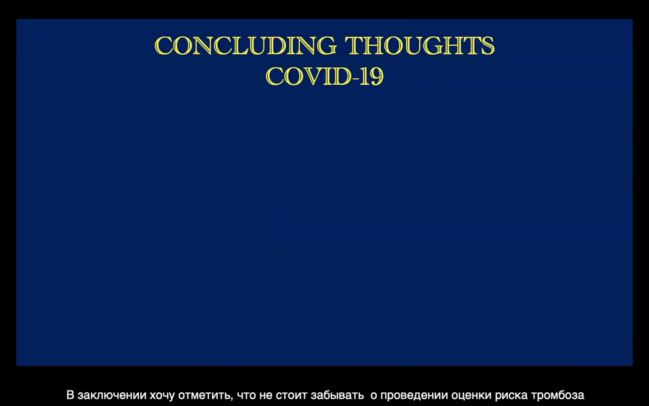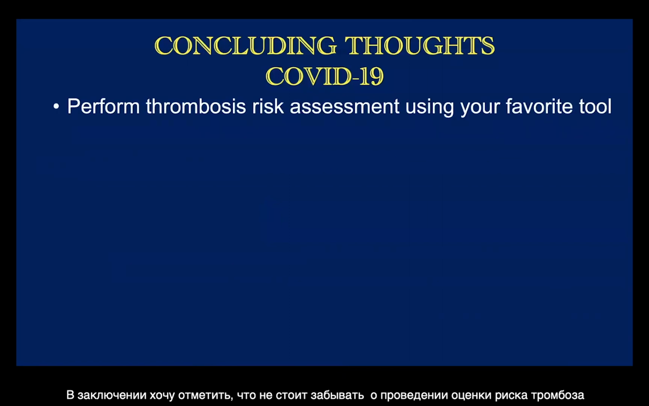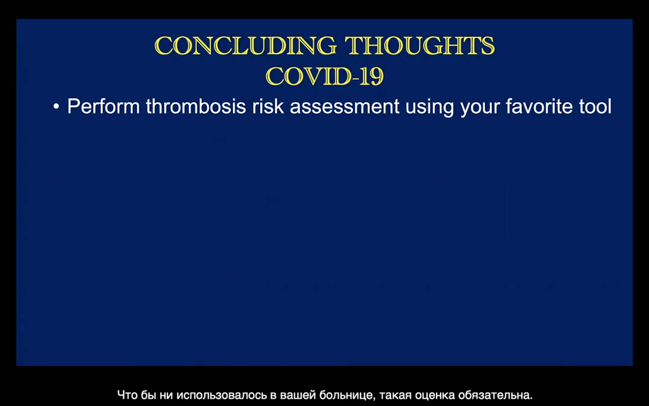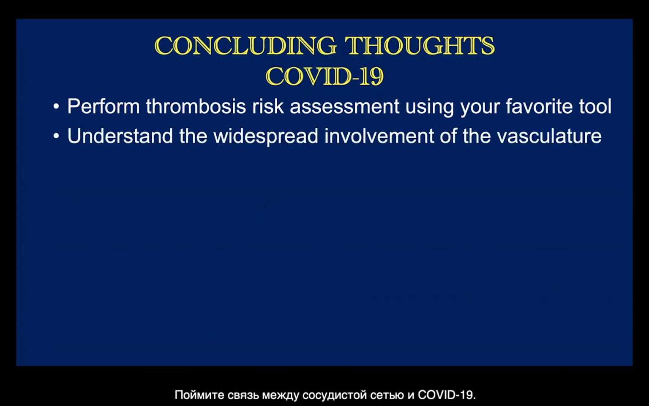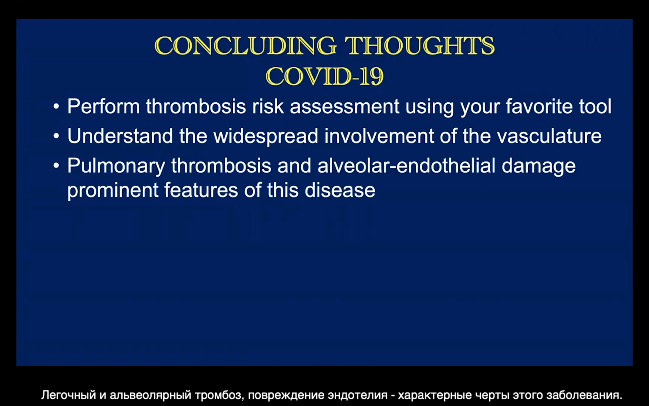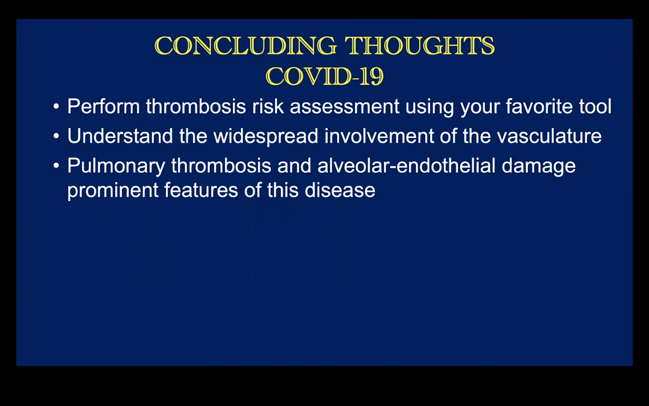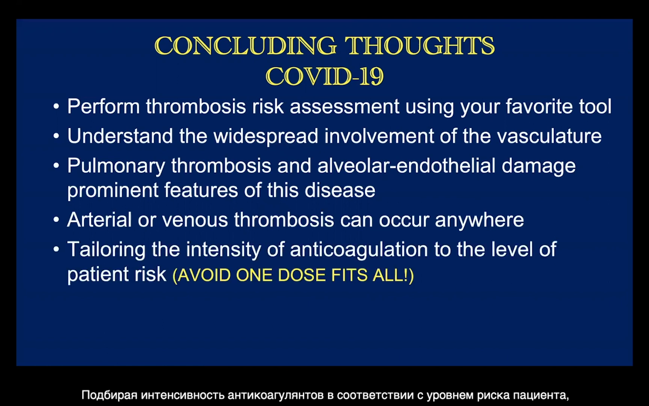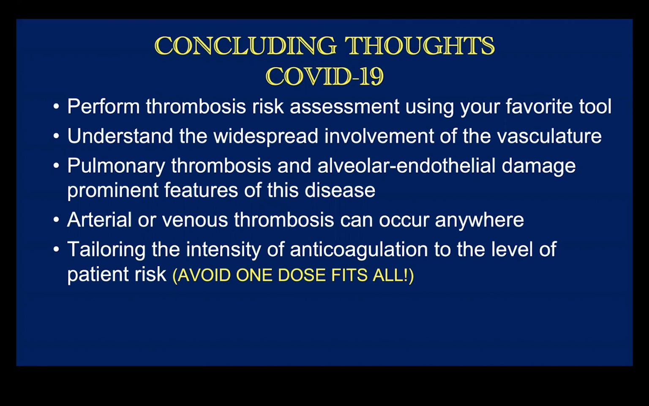Now, in conclusion, ladies and gentlemen, remember, perform risk assessment for thrombosis using your favorite tool. If you're using a tool other than the Caprini tool, that's fine. Whatever your hospital is using, make sure you're using a tool. Understand the widespread involvement of the vasculature in COVID-19. Pulmonary thrombosis and alveolar endothelial damage are prominent features of this disease. Arterial or venous thromboembolism can occur anywhere. Tailor the intensity of anticoagulation to the level of patient risk. Avoid one dose fits all. Don't put everybody in the same bucket.